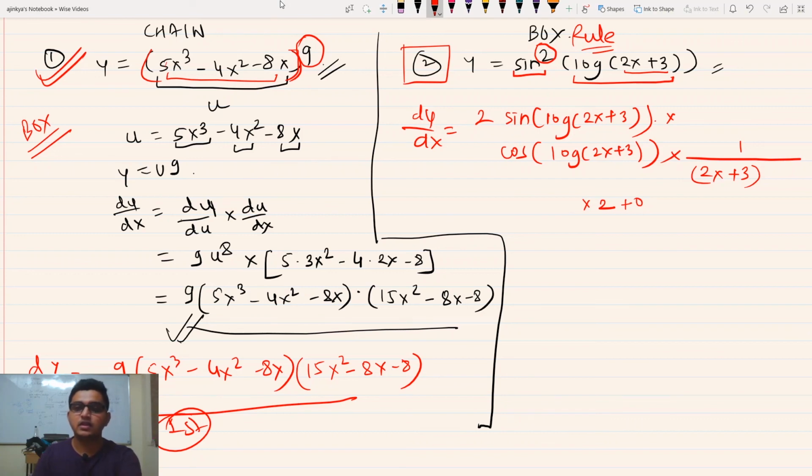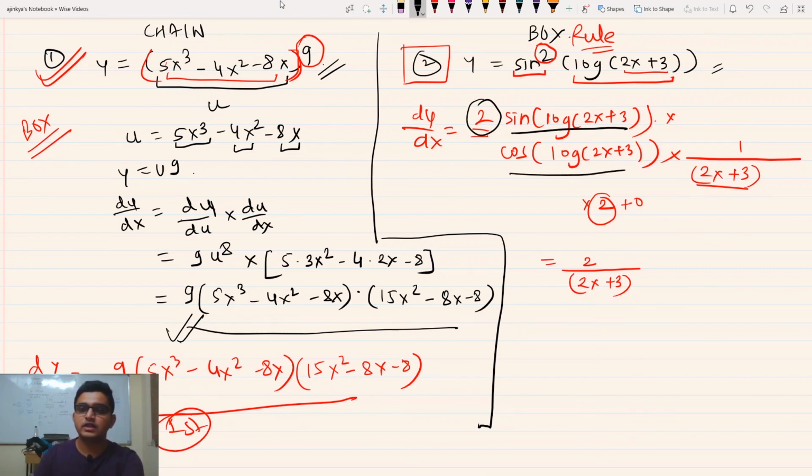So in the final answer, what you have is, see, you have this 2 over here. In the denominator, you have 2x plus 3. So you take 2, everything divided by 2x plus 3. And now you'll be shocked to know why I haven't taken this 2. We have a formula in trigonometry which says that 2 times sine of theta times cos of theta is nothing but sine of 2 theta, which will be sine of 2 times log of 2x plus 3. And that's your final answer.